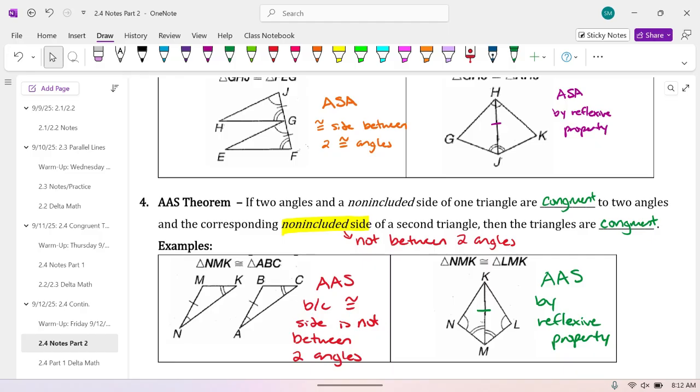So again, the way you tell the difference between angle, side, angle, and angle, angle, side is that side, if it's between the two angles, it's angle, side, angle. If it's not between the two angles, it's angle, angle, side. All right.